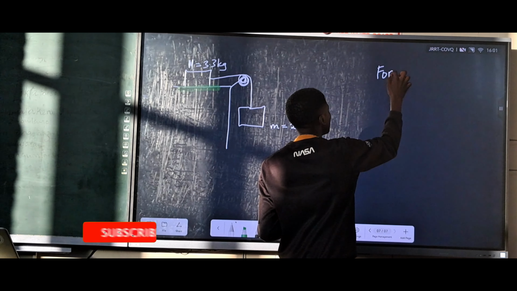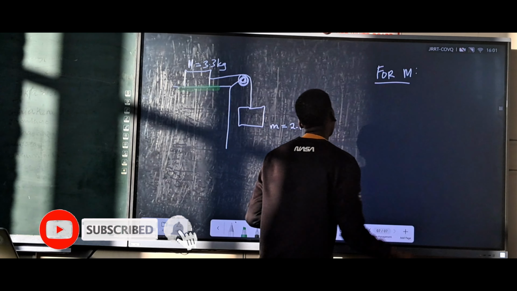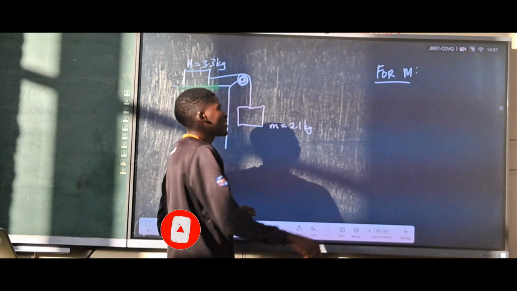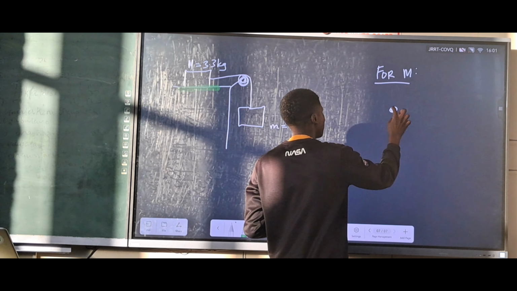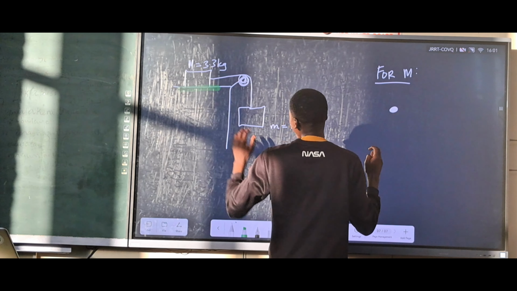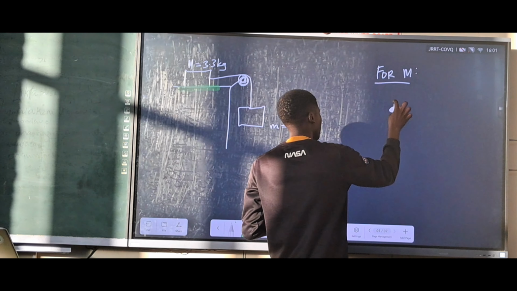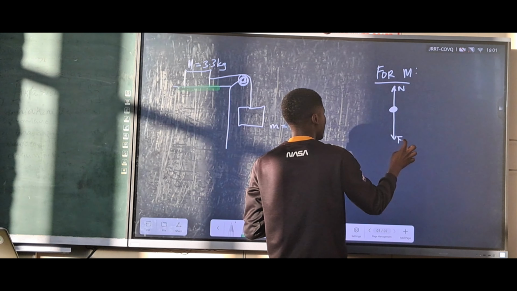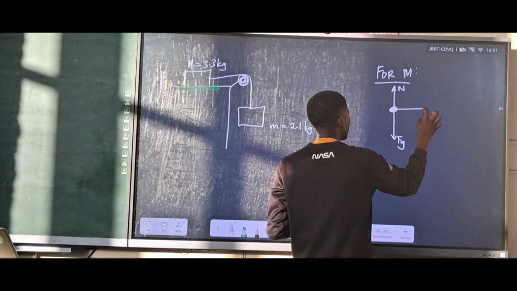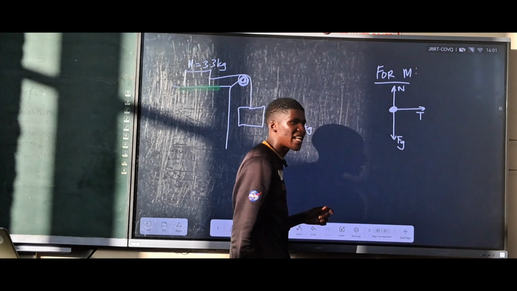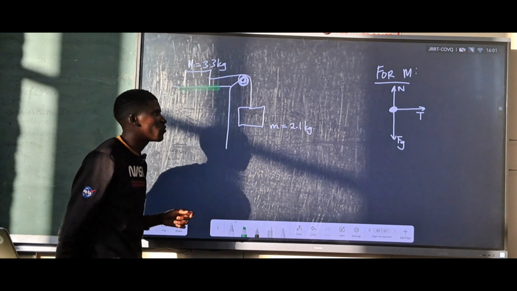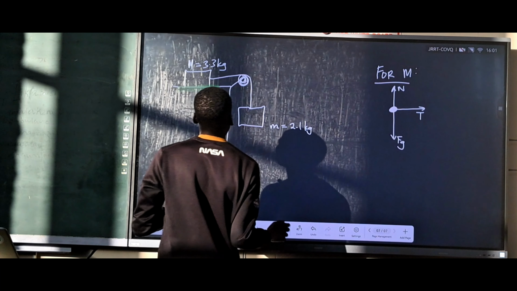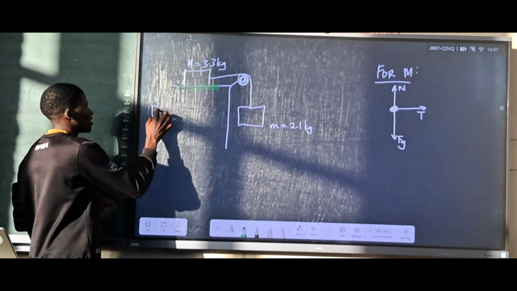For mass M, capital letter M, the free body diagram, let us see. What is it going to have? A normal force, a gravitational force, a tension. There is no friction. That's for capital M. And for small letter M, let's just separate.